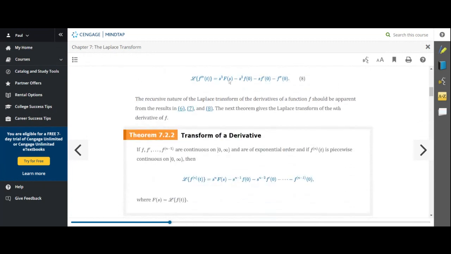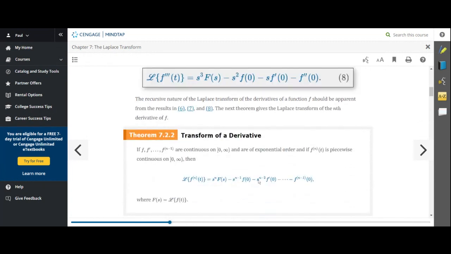Finally, the Laplace transform of a third derivative. You had third order differential equations that you had to find solutions for. There's the formula for the Laplace transform of a third derivative of f with respect to t. We can keep going and going with this, and there is a general pattern here.